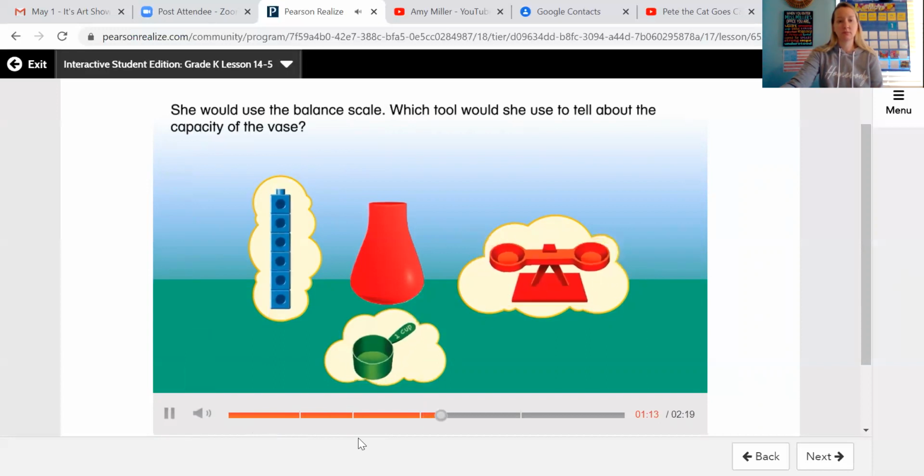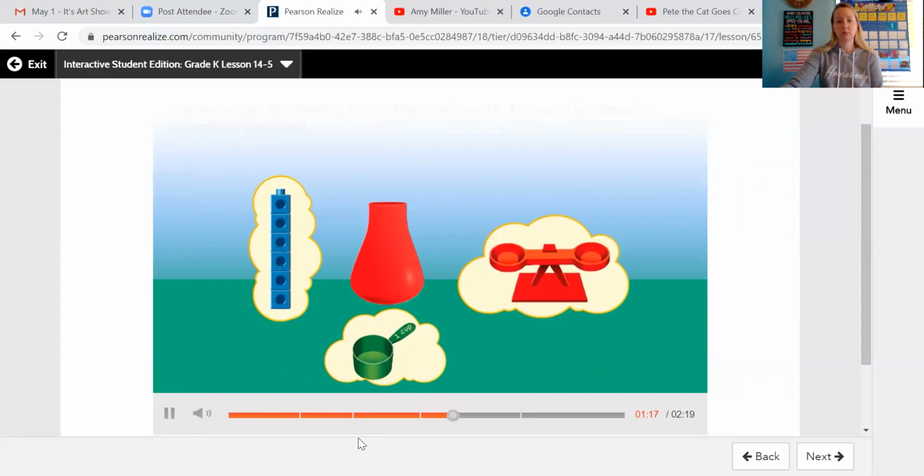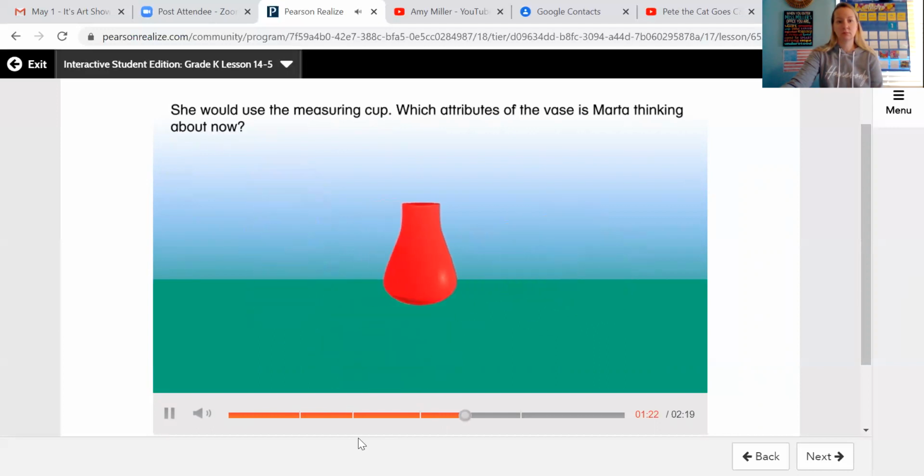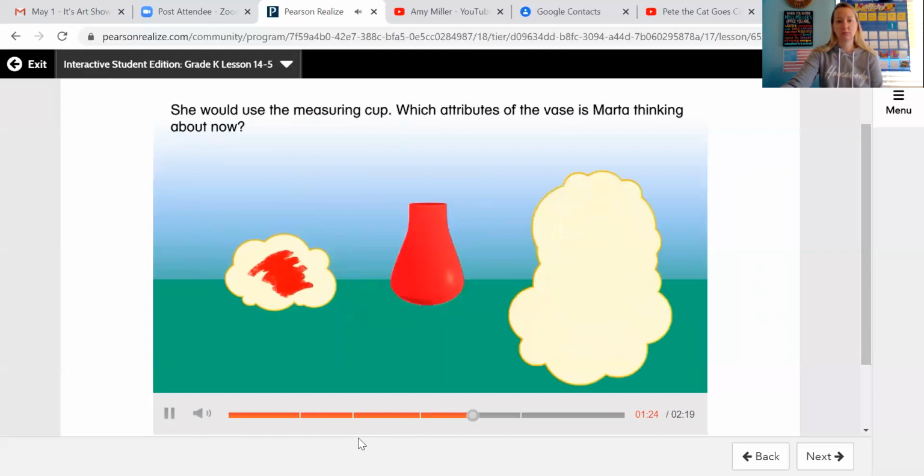Which tool would she use to tell about the capacity of the vase? She would use the measuring cup. Which attributes of the vase is Marta thinking about now?